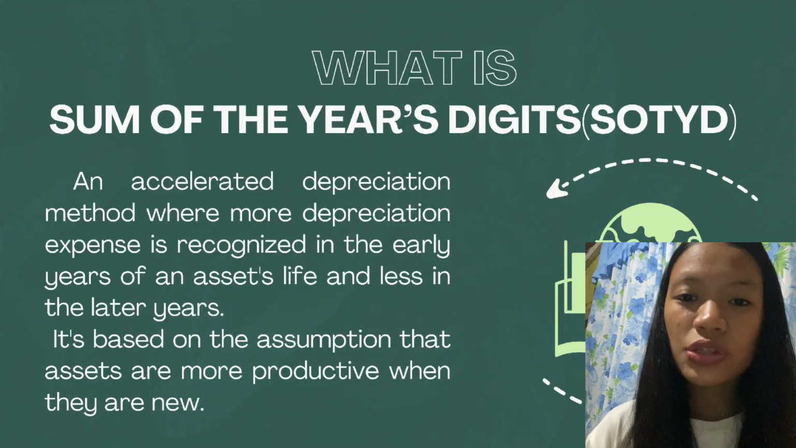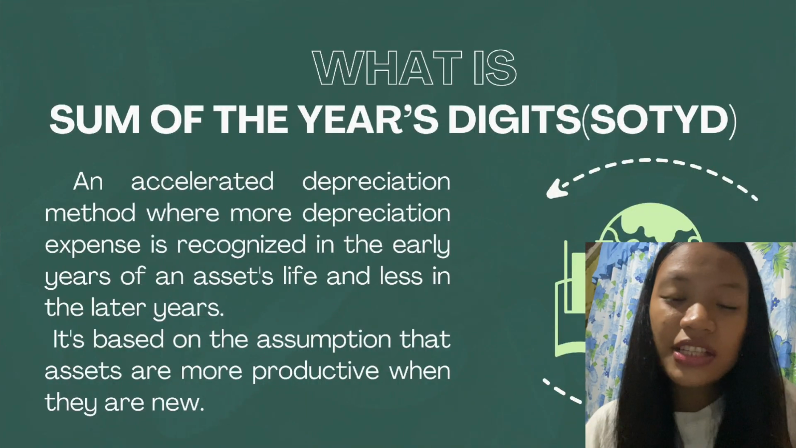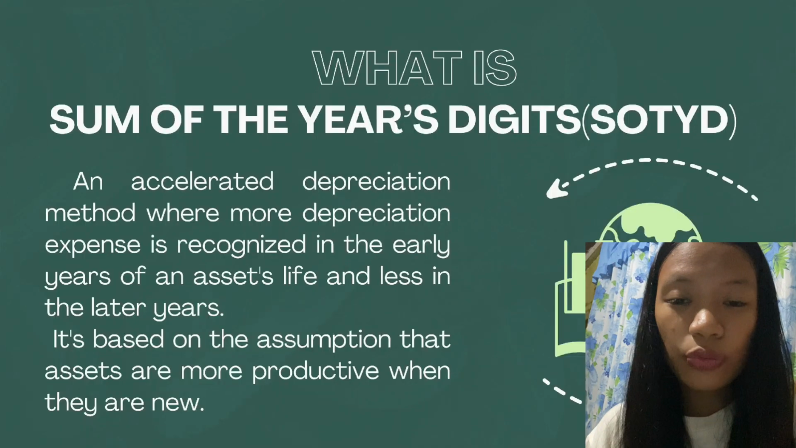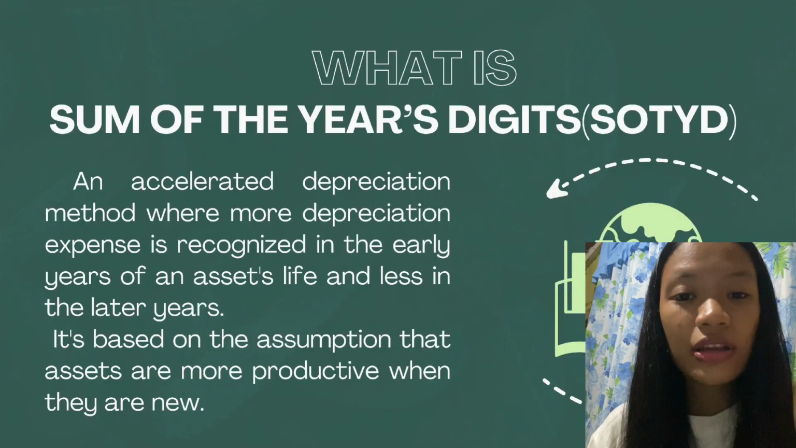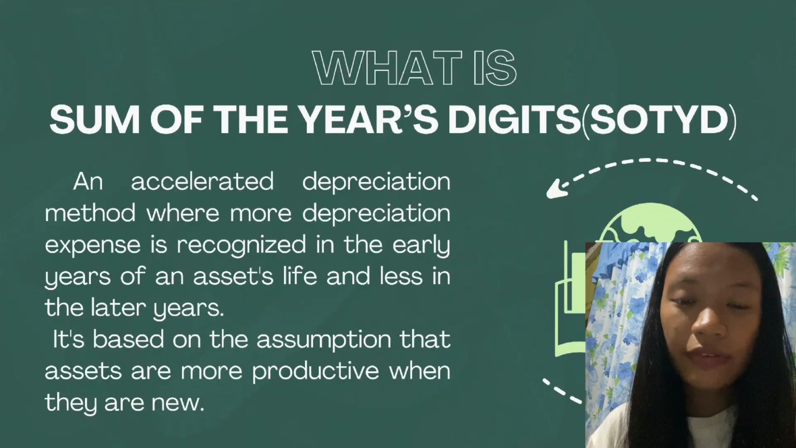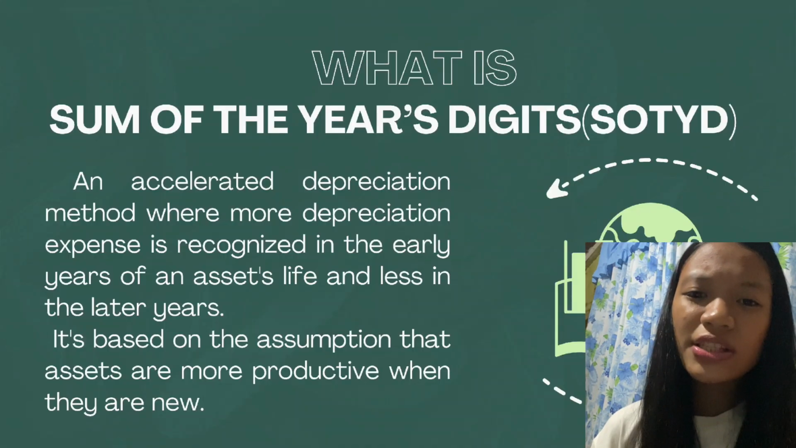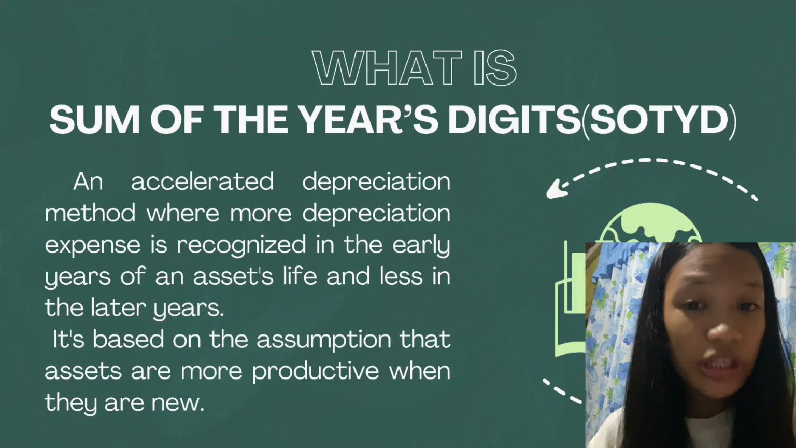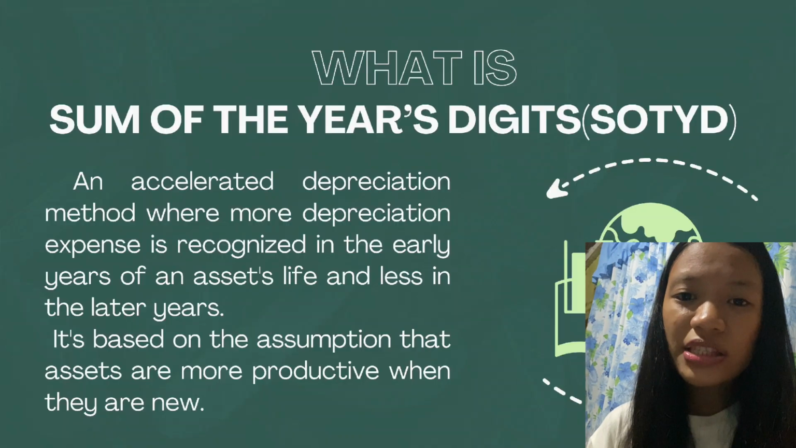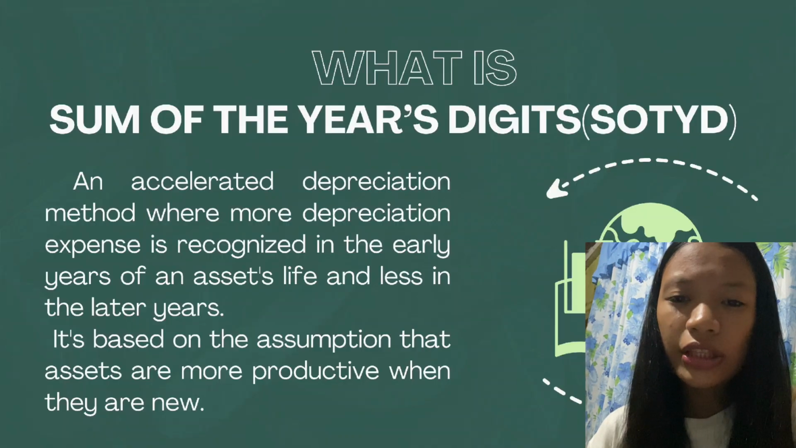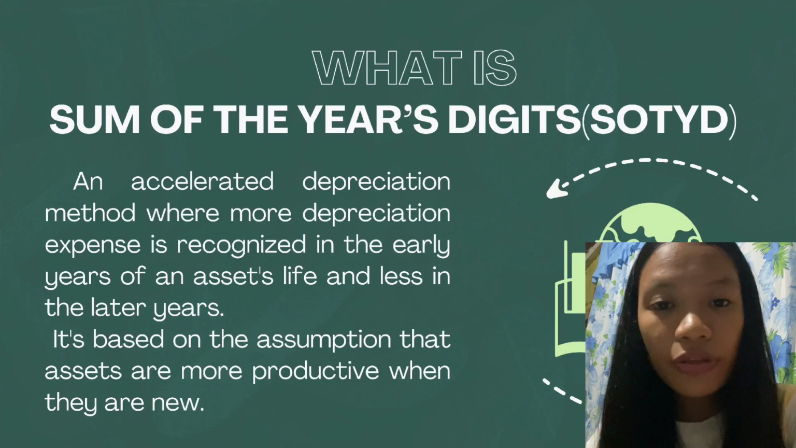So what is SOYD? An accelerated depreciation method where more depreciation expense is recognized in the early years of an asset's life and less in the later years. It's based on the assumption that assets are more productive when they are new. So, what is the sum of the year's digits method? In simple terms, it's an accelerated depreciation method.